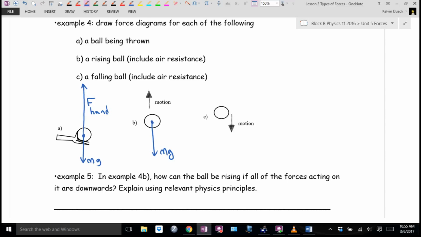So which way is air resistance if air resistance is always in the opposite direction of motion? Yeah, and I'm going to put it right beside here. How about right there? F, air. And I'm pretty sure air resistance is smaller than gravity. It's there, but it's not something we need to take into account all the time.